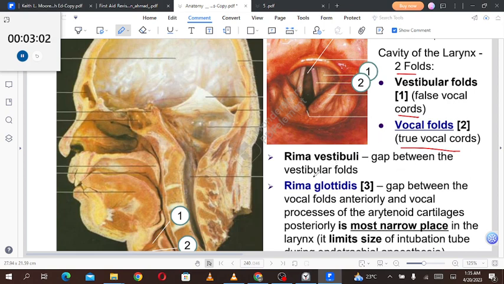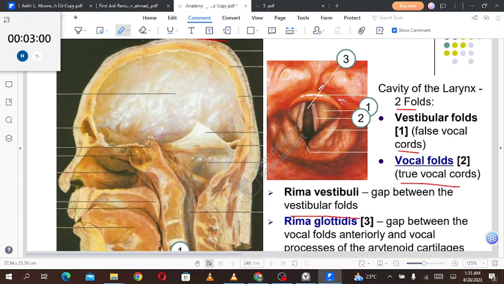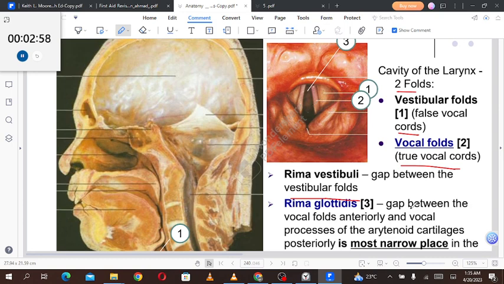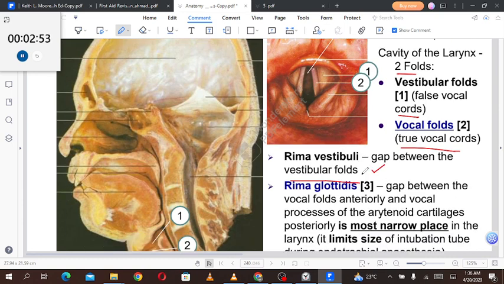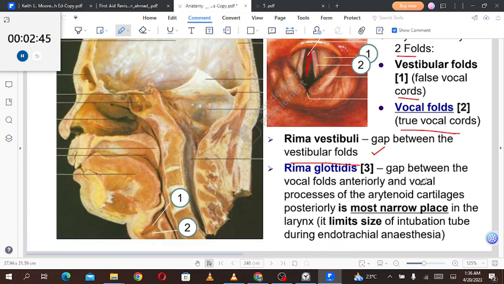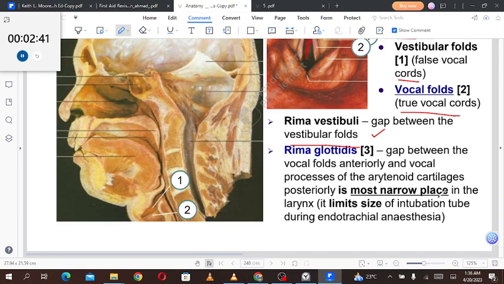Rima vestibuli is the gap between the vestibular folds, while the Rima glottidis is the gap between the vocal folds. This one is the Rima glottidis. The gap between the vocal folds anteriorly and the vocal processes of the arytenoid cartilage posteriorly is the narrowest place in the larynx. It limits the size of the intubation tube during endotracheal anesthesia.